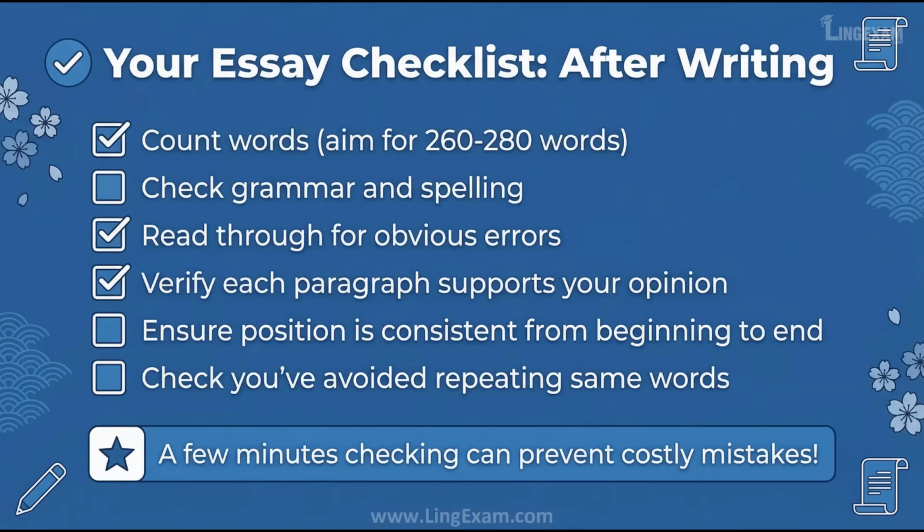After you finish writing, count your words to make sure you've written at least 250 words. The ideal length is between 260 and 280 words. Check your grammar and spelling carefully. Read through your essay quickly to catch any obvious errors. Finally, make sure that each paragraph clearly supports your opinion and that your position is consistent from beginning to end.